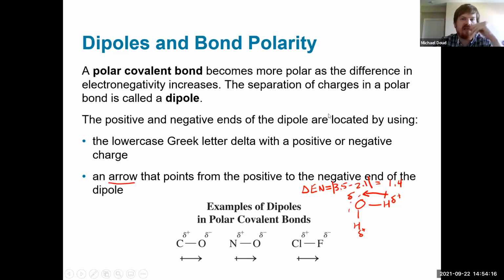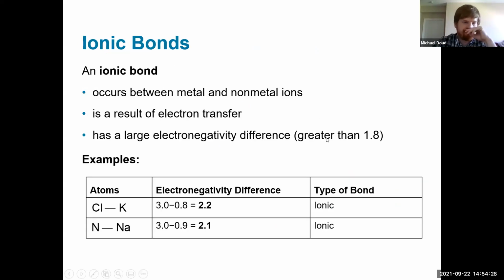Again, this is what's known as a dipole. It's just a separation of charges, just in the same way that you have a magnet that has a positive and negative end. Here we have a bond that has a positive and negative end. So it's called the dipole.